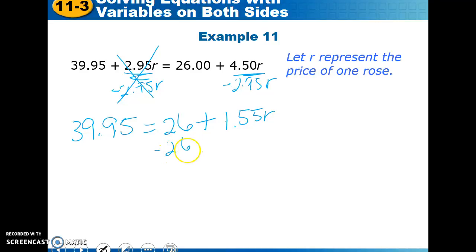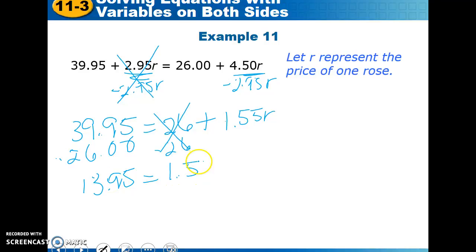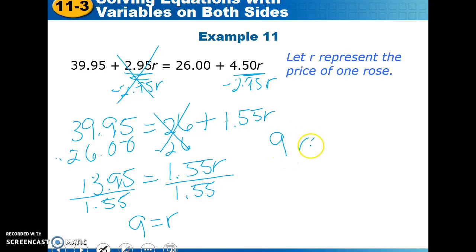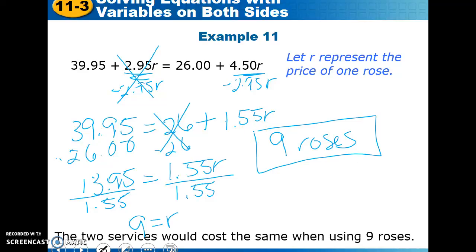And then this is just isolating the variable. So I'm going to get rid of this 26. This goes away. I'm left with $13.95 equaling 1.55R. This is multiplication, so I've got to divide. When you do 13.95 divided by 1.55, you get 9 equals R. So that tells us that 9 roses in the bouquet would make both those bouquets equivalent prices. So the two services would cost the same using 9 roses.